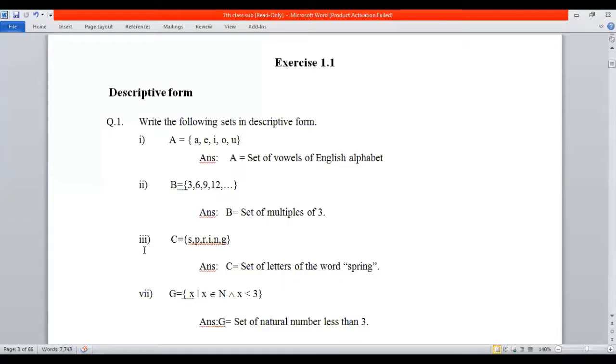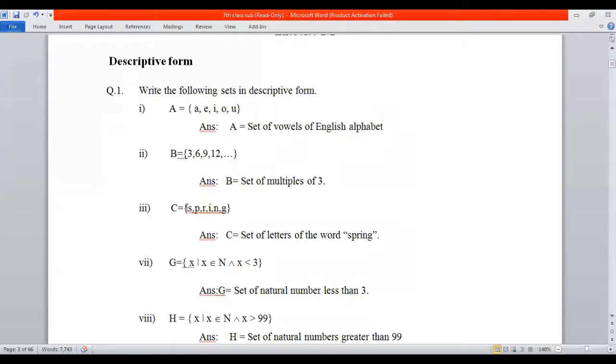Now come to the third part. The third part is C equals {S, P, R, I, N, G}. So from this you can easily understand that this is the word spring. So how can you write it in the descriptive form? The same name, C equals set of letters of the word spring.